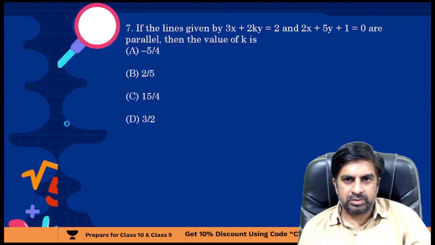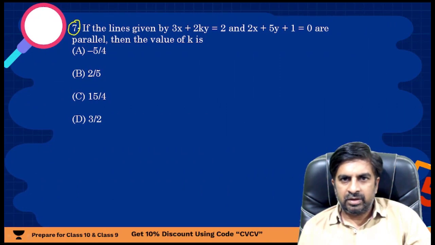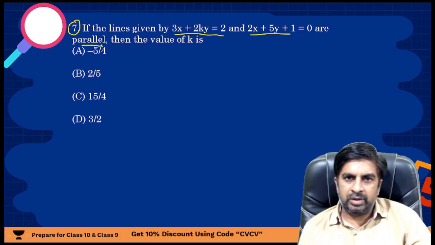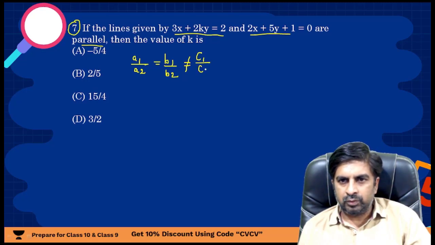Moving towards the next question, question number 7. If the lines are parallel, and they already inform us they are parallel, that's why a1 upon a2 will be equal to b1 upon b2, but that will not be equal to c1 upon c2, right?